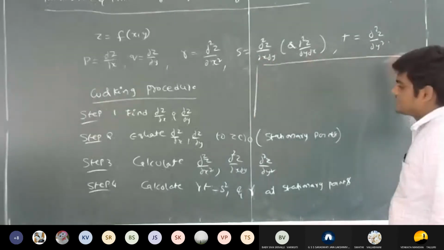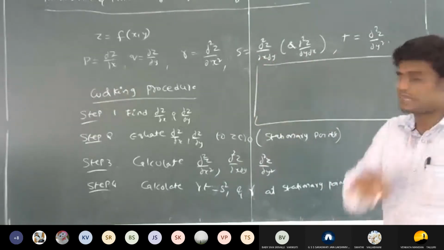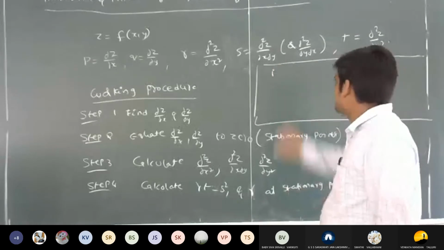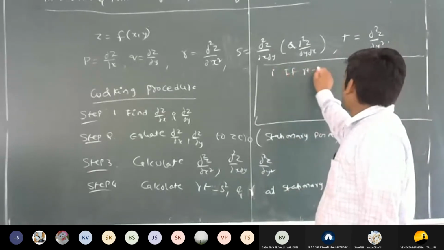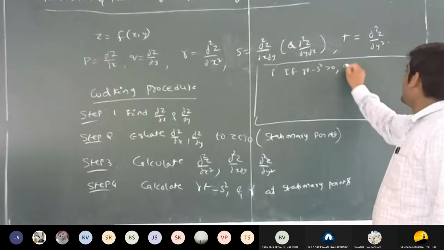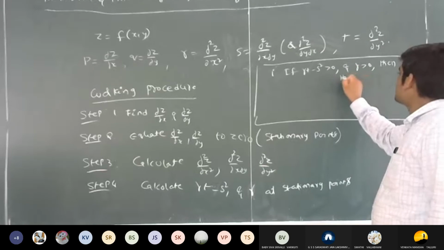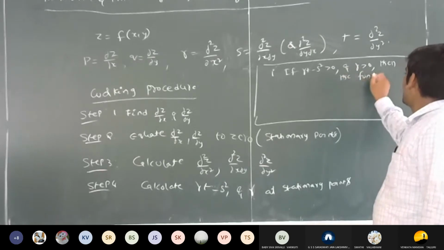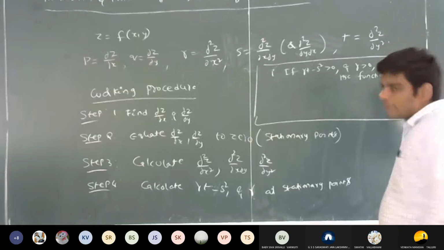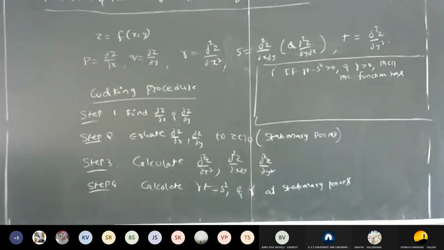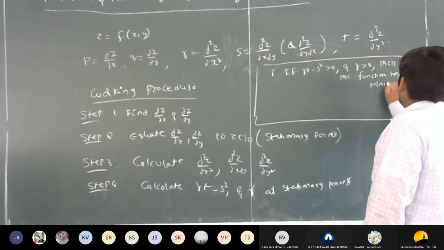In this step, we have four subsections. What is the first case? If RT minus S square is greater than 0 and R is greater than 0, then the function has maxima or minima? Then the function has a minimum value.